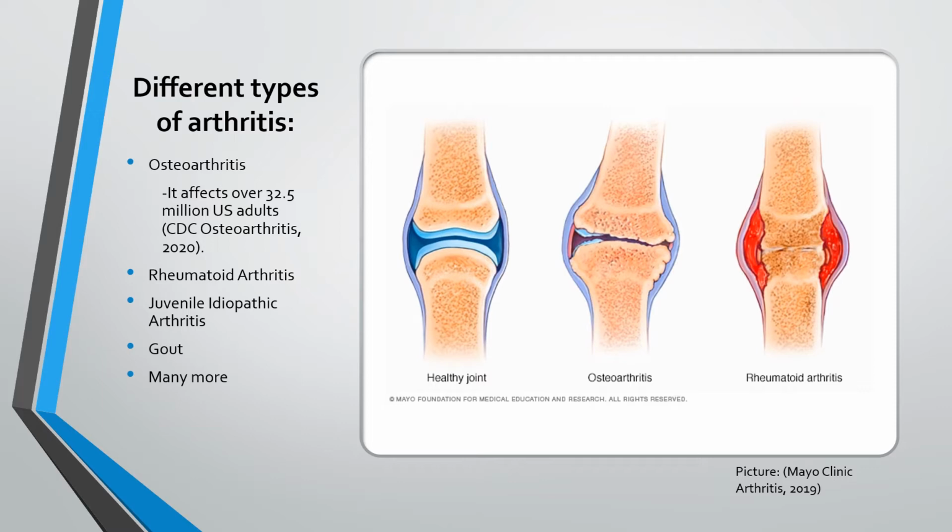So osteoarthritis is the most common form of arthritis. That is a degenerative joint disease. It's caused by mechanical wear and tear. It's kind of when the cartilage within a joint begins to break down, and it affects over 32.5 million US adults. If you look at the picture, the first picture is a healthy joint. The second one is osteoarthritis, and you can see the light blue cartilage has worn down and the bones are starting to rub on each other. So this can develop very slowly, but it can get worse over time.